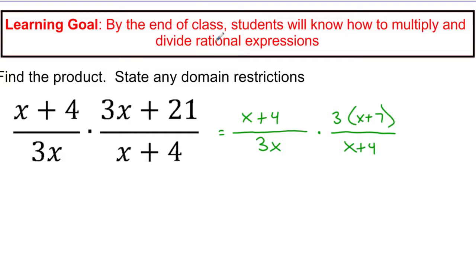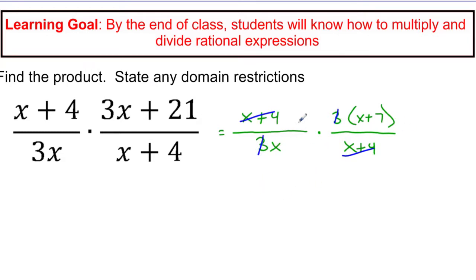So now I can take a look at this and say, all right, x plus 4 and x plus 4 cancel. Okay? And I have these 3's here, and I'm wondering whether I can cancel those. The answer in this case is yes, I can, because this is 3 times something, and this is 3 times something. Our rule for canceling is that we are allowed to cancel factors, and factors are parts of multiplication problems. So because I'm saying 3 times something here, and 3 times something here, they will cancel out.